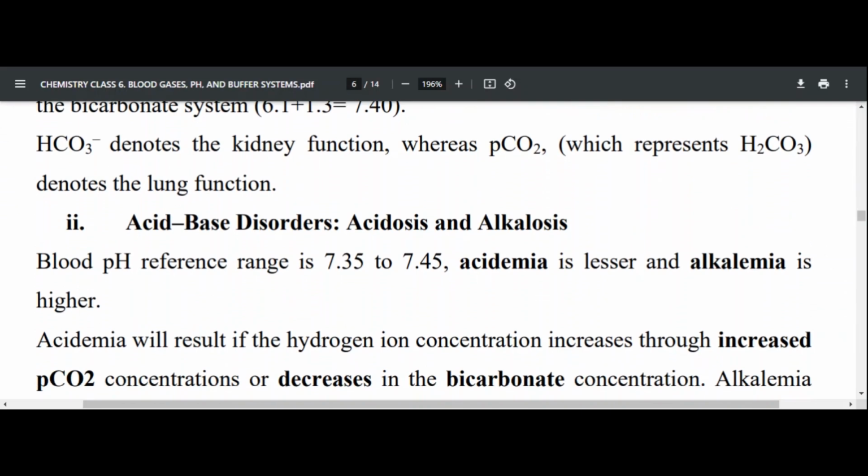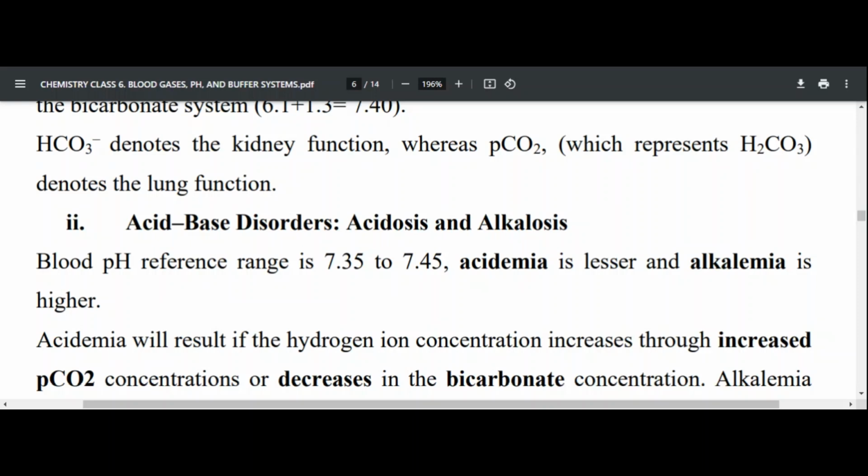Now, let's look at these disorders, alkalosis and acidosis. Acid-base disorders can be classified as acidosis and alkalosis. And in fact, when a patient is experiencing acidosis, it means acidemia, because there is acid in the blood. On the other side, it is called alkalemia.